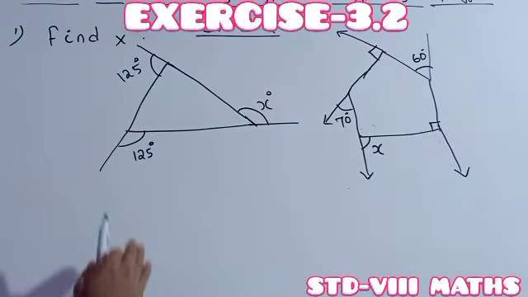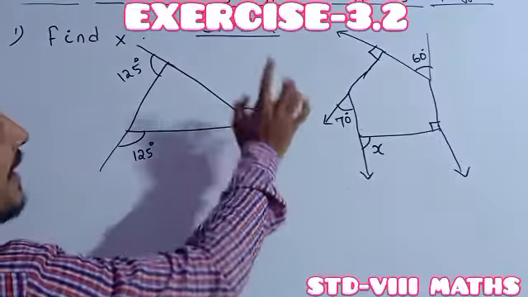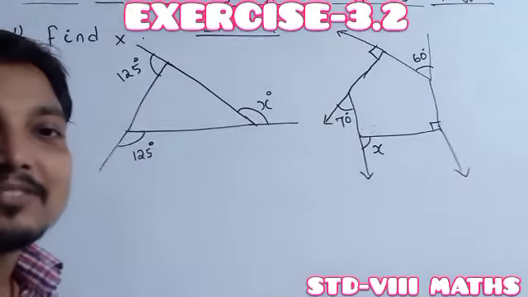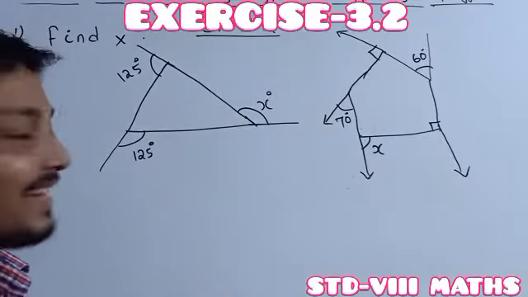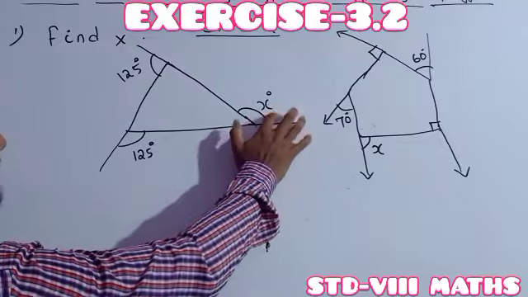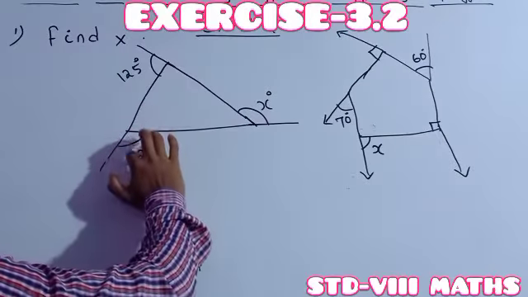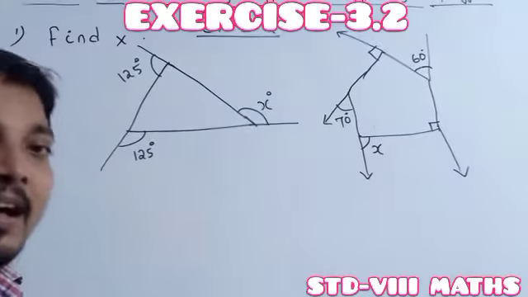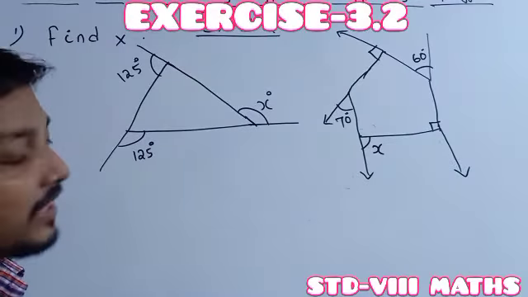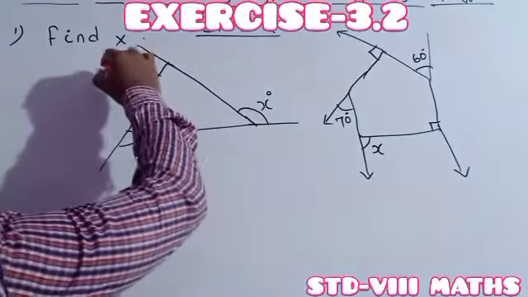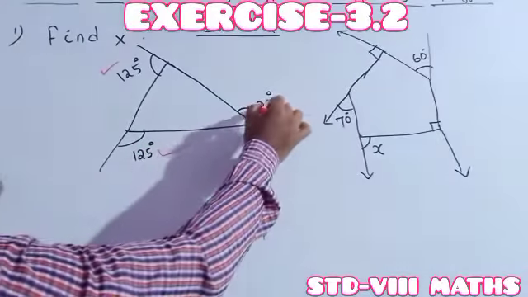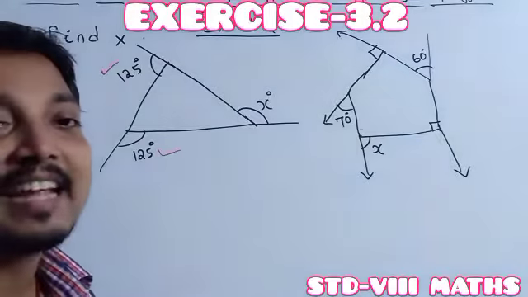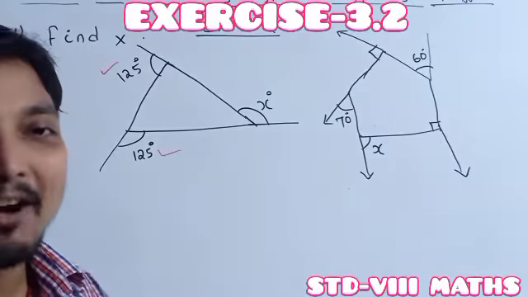Okay, so the first question: find x. You just have to find the value of x. Here x is one of the exterior angles of the triangle. A triangle has three exterior angles. Out of the three, the first and second are given, but the third is not given. You have to find the third angle.